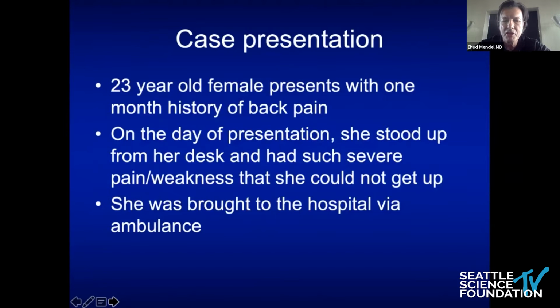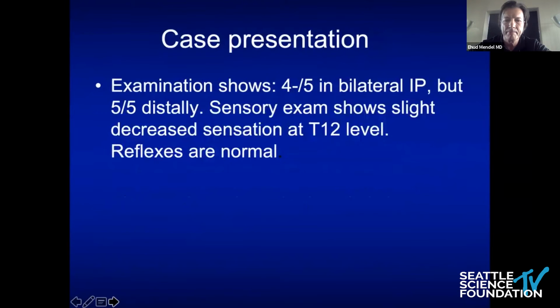On the day of presentation, she stood from her desk and had severe back pain and some weakness, could not get out. She was brought to the emergency room, and you get called to see her in the emergency room. Next slide. On exam, she has mild weakness in her hip flexion. Otherwise, she's 5 out of 5. She has a sensory level at T12.